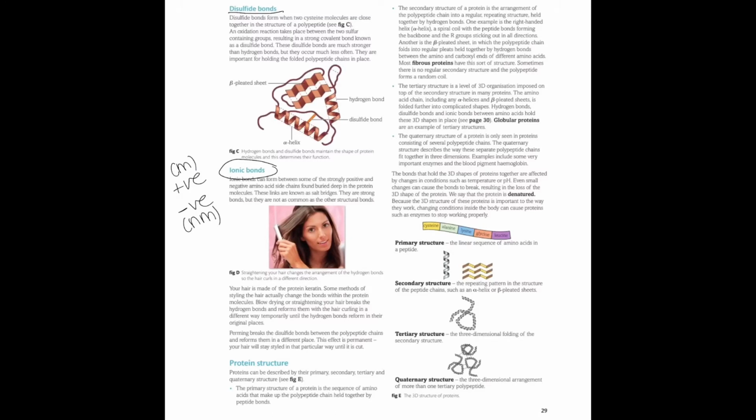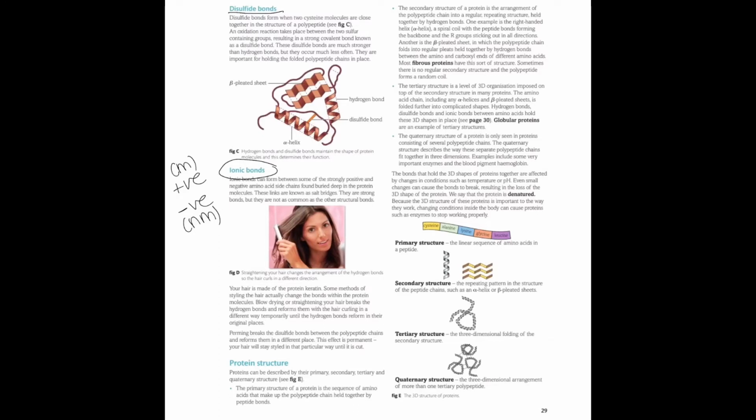Your hair is made up of the protein keratin. Some methods of styling the hair actually change the bonds within the protein molecules. Blow drying or straightening your hair breaks the hydrogen bonds and reforms them, with the hair curling in a different way temporarily until the hydrogen bonds reform in the original places. Perming breaks the disulfide bonds between the polypeptide chains and reforms them in a different place. This effect is permanent. Your hair will be styled in a particular way until it is cut.